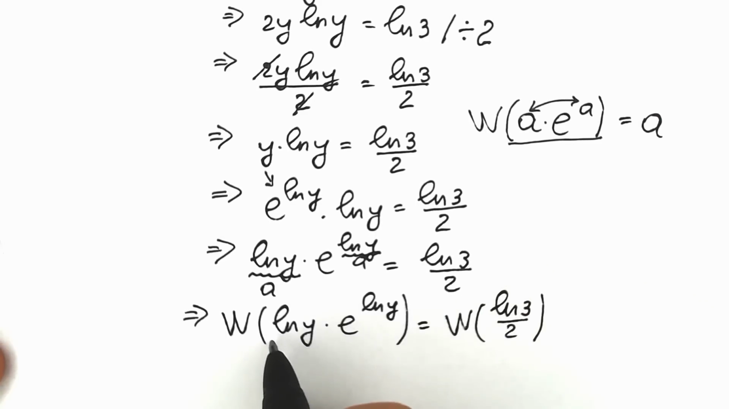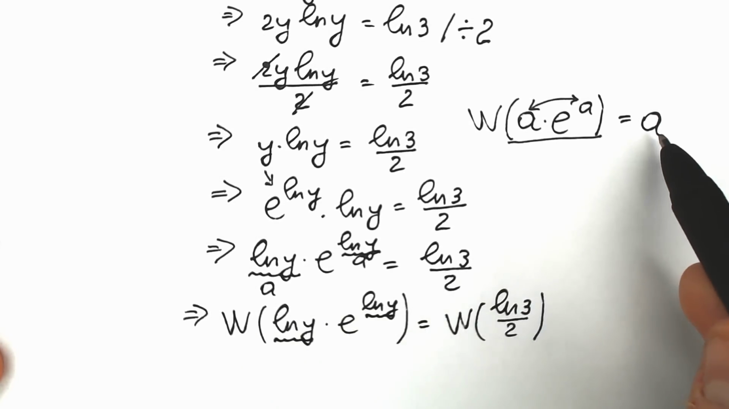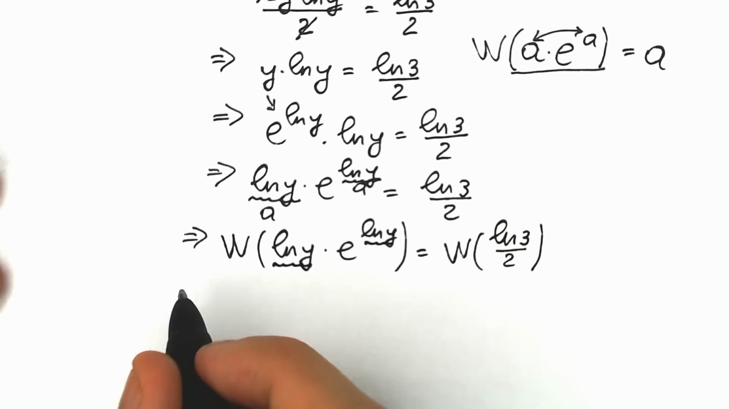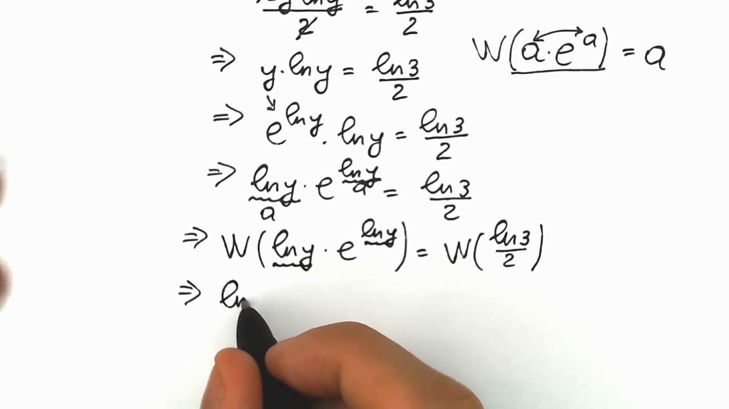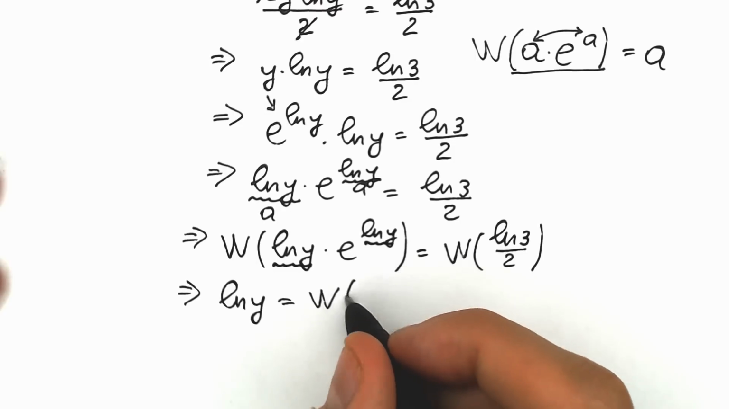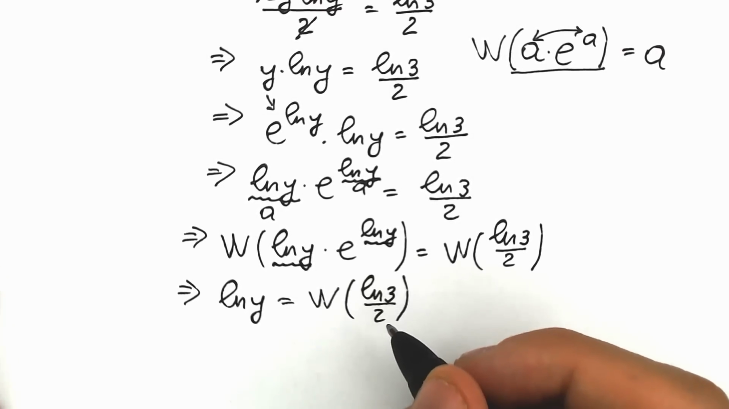Right now, let's look closely. As I told before, this is a, and as a result, we will have our a. So on the left side, we have only natural log y. Okay, so we will have only natural log y equal to the Lambert W function of this constant. Okay, Lambert W function of natural log 3 over 2.